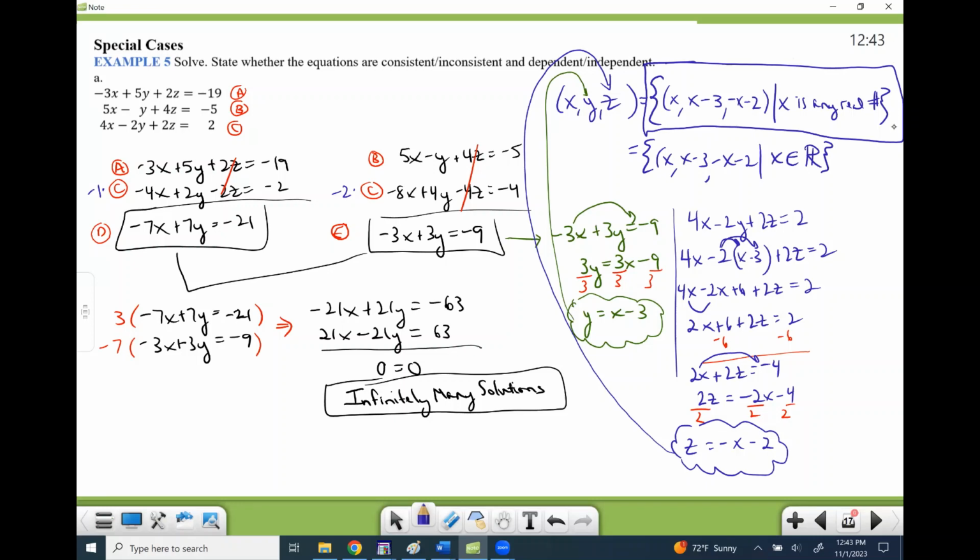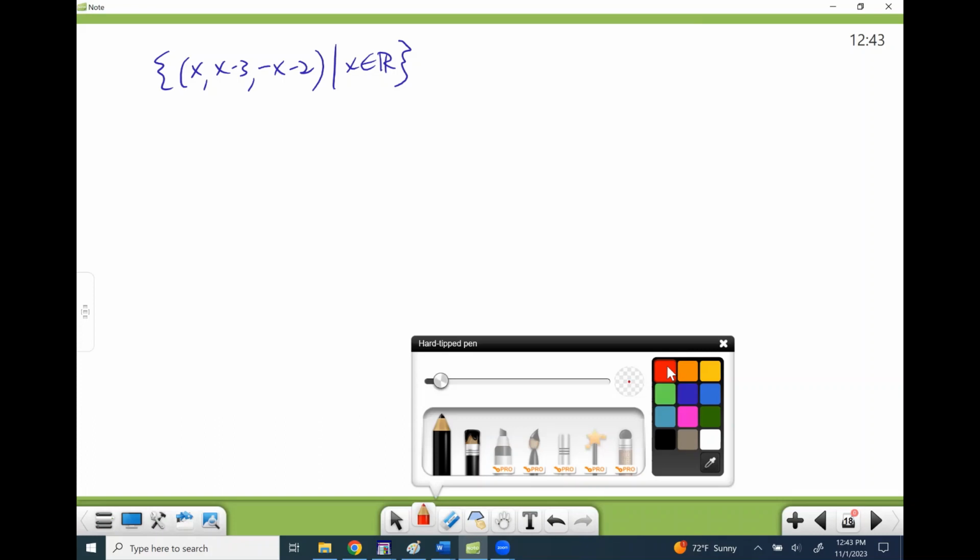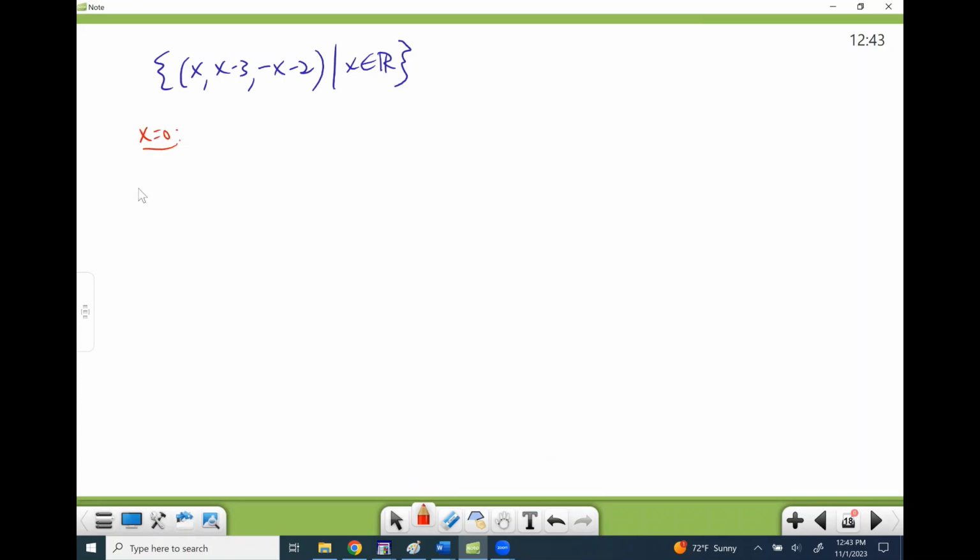So what does this mean? Let me go to a new slide here just so that we know what this means. When we say the infinitely many are going to look like this, we're saying we're allowed to pick whatever we feel like to plug in, as long as it's real. We can't be plugging in any imaginaries, okay? So let's just pick a few points to substitute in. Let's say let x be 0, for example. So this will be 0, 0 minus 3, 0 minus 2, right? So that's going to get us 0, -3, and -2.